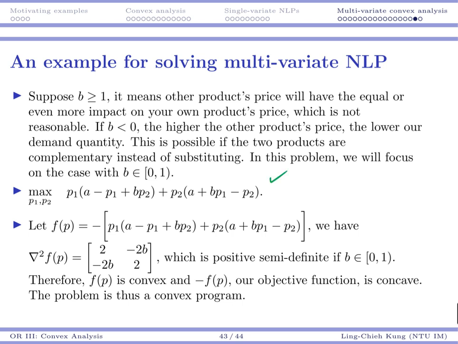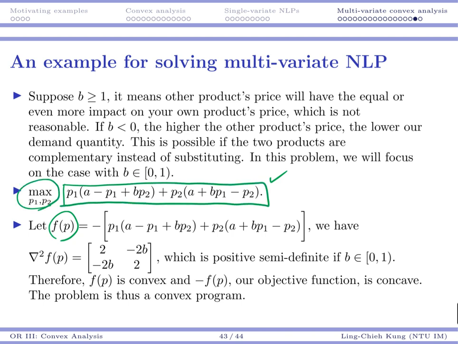So we want to solve this problem. We want to first check whether it is a convex program. So let's say f of P is the negation of our objective function. Why is that? Because for this function inside a maximization problem, we want to check whether it is concave, but we don't know how to check concavity.